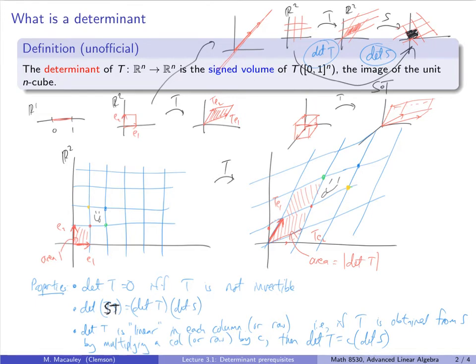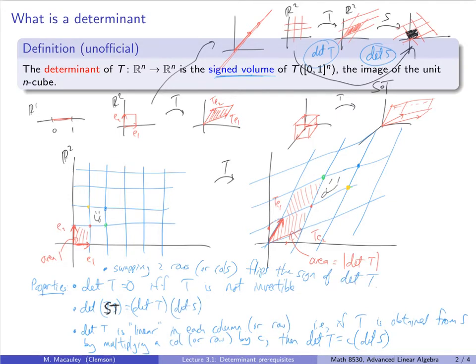Now there's one more property that I want to do. I almost forgot about it, so I will do it up here. And this is almost immediate from what I basically told you unofficially what signed volume is. And this is: swapping two rows or columns flips the sign of the determinant of T.